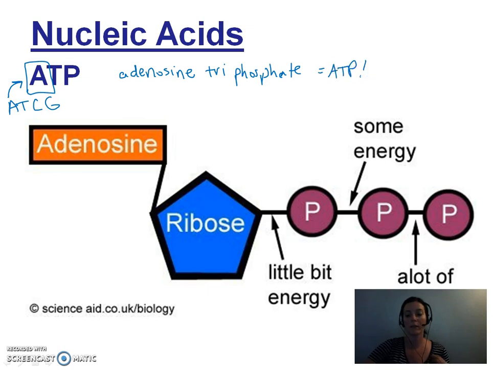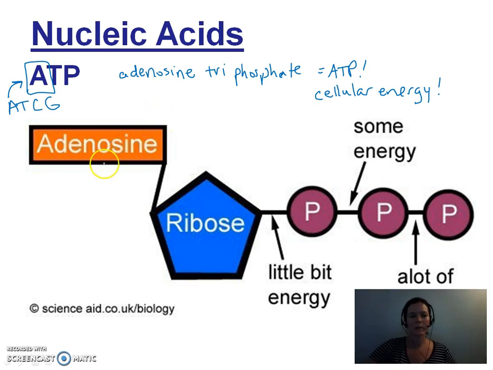ATP is a hugely important molecule for us in this class because ATP is used for cellular energy. Anything that the cell needs to do, it has to do through ATP. So the question should be, why in the world is ATP such a great source of energy? And I'm going to show you. This is a great picture to show us that.